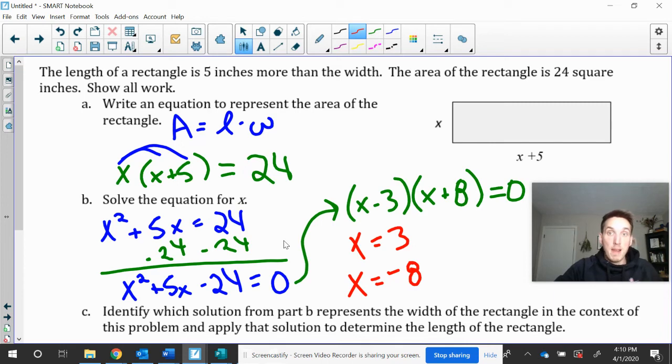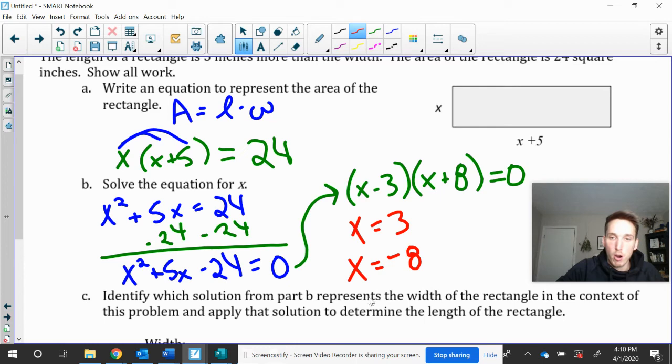The main idea of this question is part C. It says identify which solution from part B represents the width of the rectangle and which represents the length of the rectangle. If we're thinking about this, there are two different values for x. What this does not mean is that one of them is the width and one is the length. These are both x. So we've got to figure out which one of these solutions makes sense for our situation. It can either be 3 or negative 8 in this case.